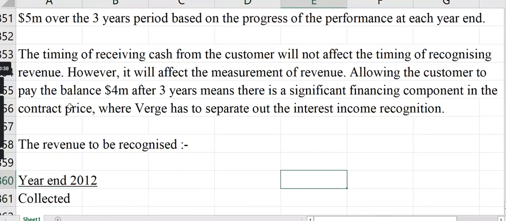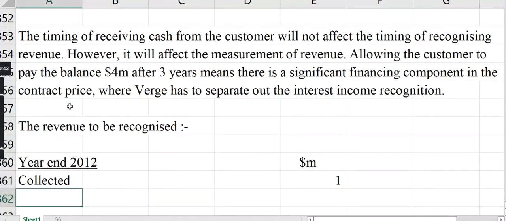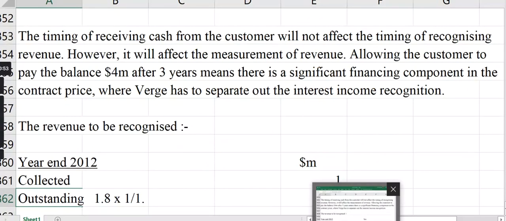Collected $1 million. Okay, this is how many percent? Let's say 6%.